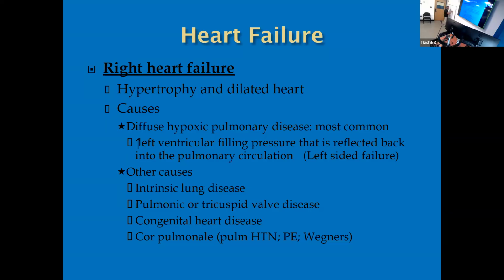Group 4 is called CTEPH, which stands for chronic thromboembolism pulmonary hypertension. What the hell does that mean? Well, that means a chronic thromboembolism. So when I say thromboembolism, you're thinking what?